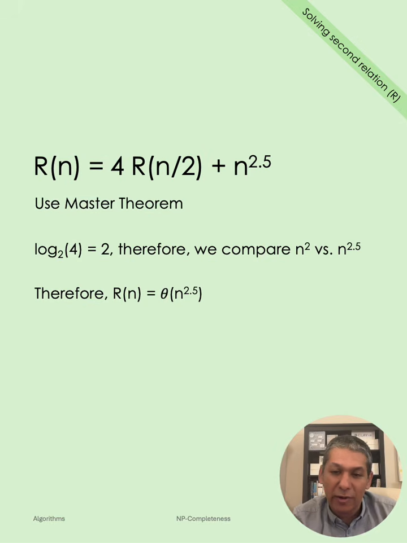Similarly, we solve R(n). R(n) = 4R(n/2) + n^2.5. Again, we compare n^2.5 with n^(log₂4). And therefore, because 2.5 is larger, R(n) = Theta of n^2.5.